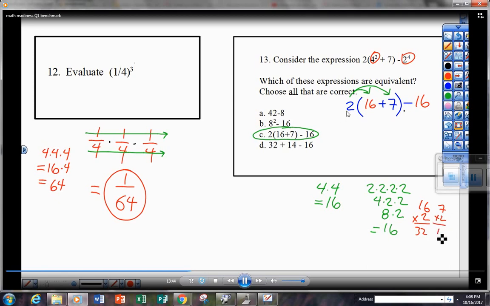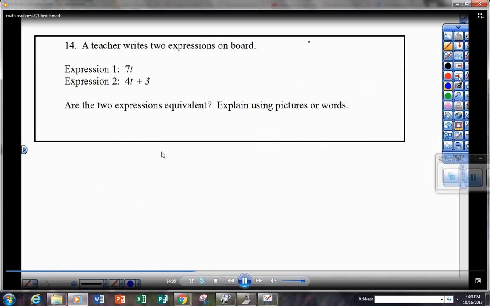So 16 times 2, 32, plus 2 times 7 is 14. Gives me 32 plus 14 minus 16. So you could see right there when you stop and look, that is the second choice. Make sure you pick both on those to get those correct. All right, problem 14. This one.